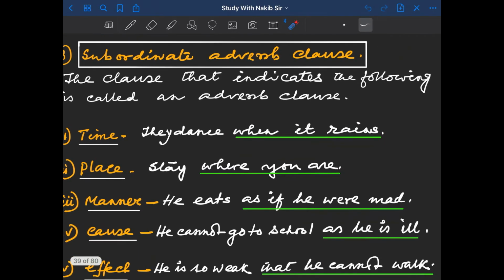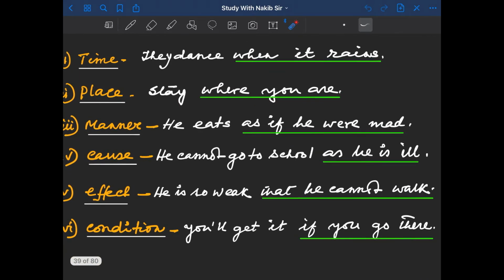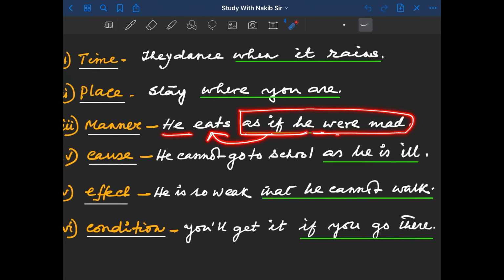Okay. A subordinate adverb clause indicates place. See the example: stay where you are standing now. "Where you are" is a subordinate clause indicating place. For this it is called a subordinate adverb clause. Next one, manner. See, he eats as if he is mad. This part is indicating the manner of eating. For this it is a subordinate adverb clause expressing the manner.